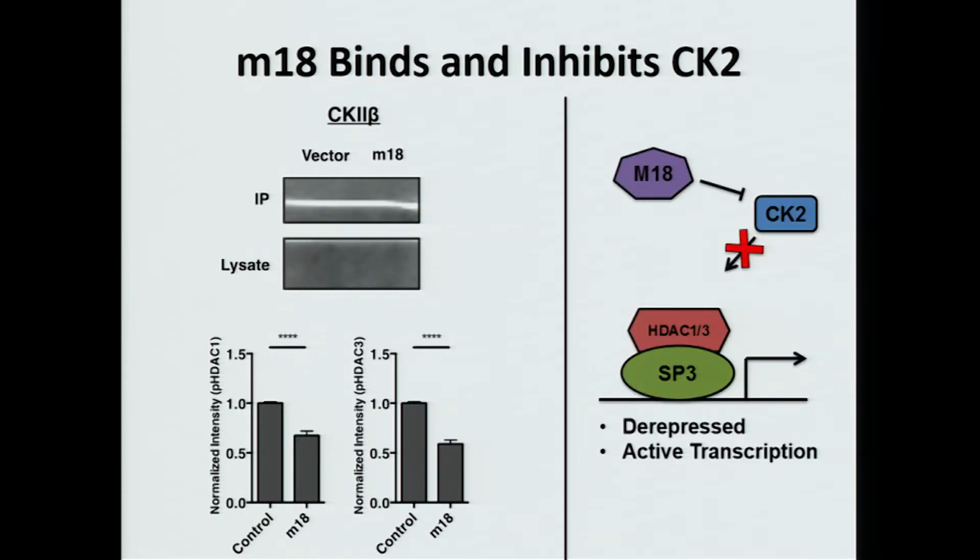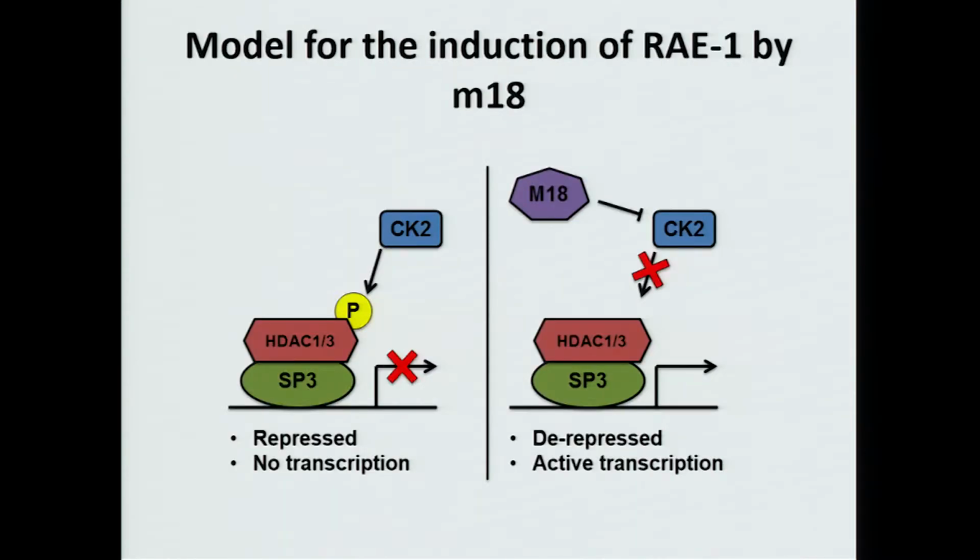And so the whole model put together: in a normal, healthy cell, CK2 is phosphorylating HDACs, enhancing their activity and repressive potential, and RAE1 expression is repressed. Now in MCMV infection, M18 inhibits CK2, which leads to less phosphorylation and less activity of these HDACs, de-repression of this promoter, and active transcription.